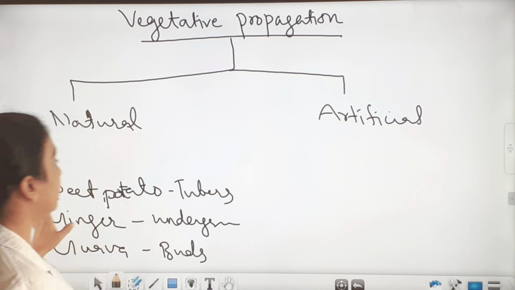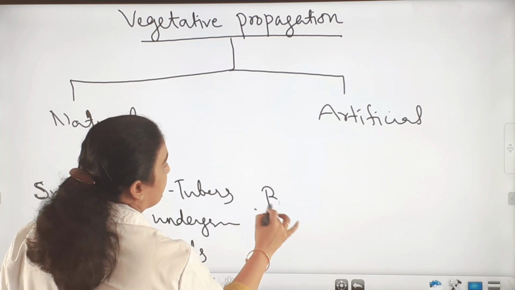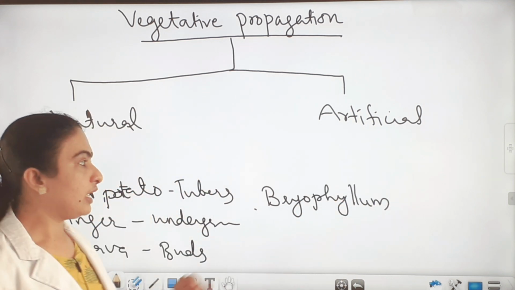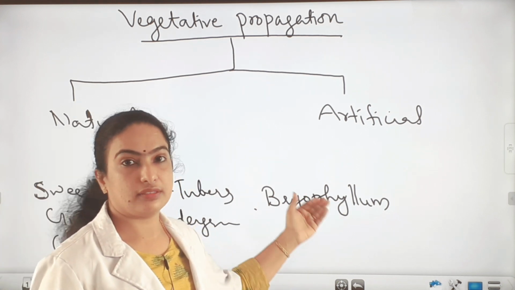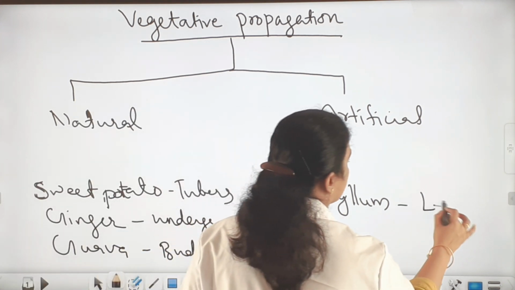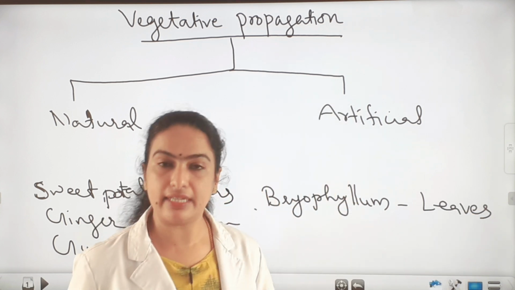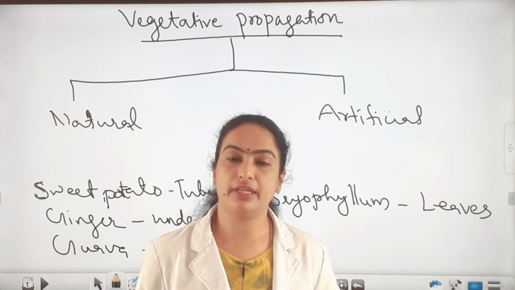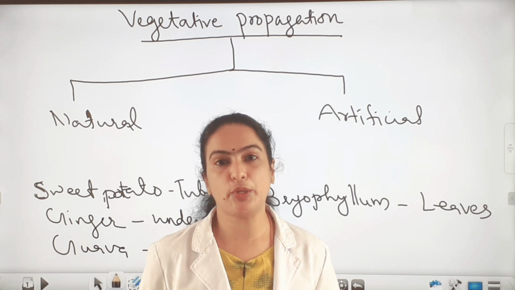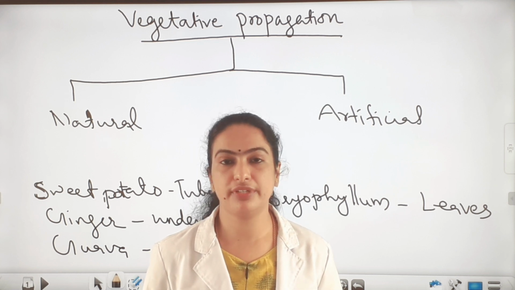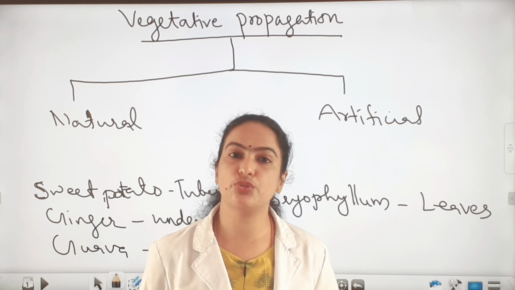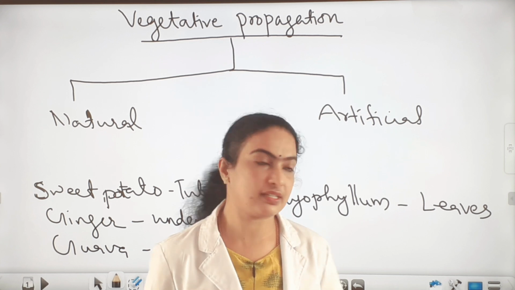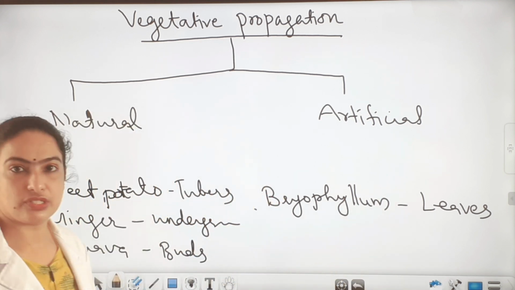And naturally in Bryophyllum, which you already learned in lower classes, the offsprings are developed from the leaves. The leaves consist of bud-like structures, and when one lands on soil, it grows into a new Bryophyllum plant. It is only a natural method of vegetative propagation. So naturally also, the plant can produce its young ones from vegetative parts such as stem, root, leaves, etc. These are the examples for natural vegetative propagation.